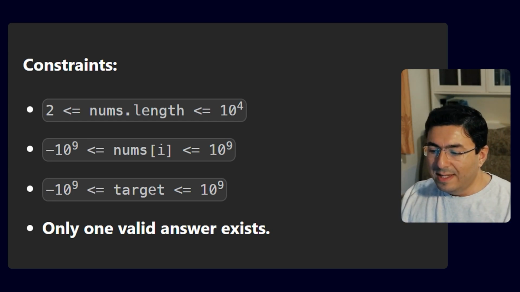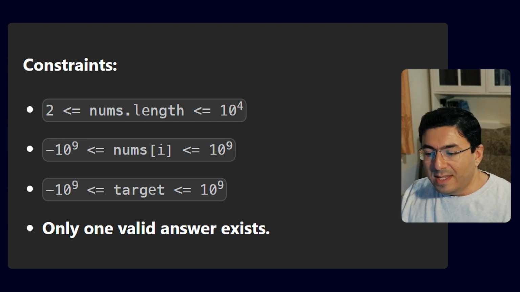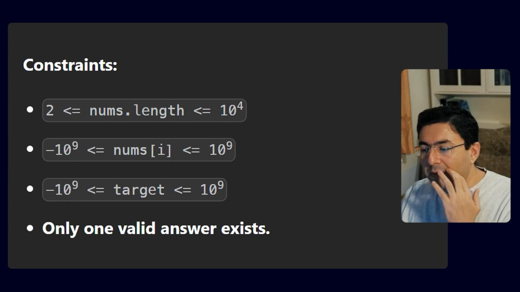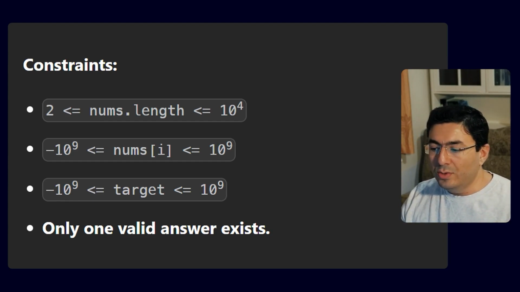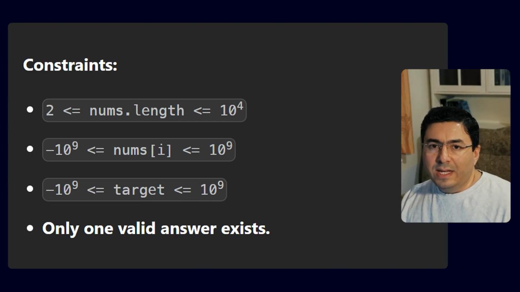The first constraint states that the length of the input array nums is between 2 and 10^4. This means that the array must contain at least 2 elements and can have a maximum of 10,000 elements. The second constraint states that the elements in the array, nums[i], can range from -10^9 to 10^9. This means that the elements can be any integer value between -1 billion and 1 billion.